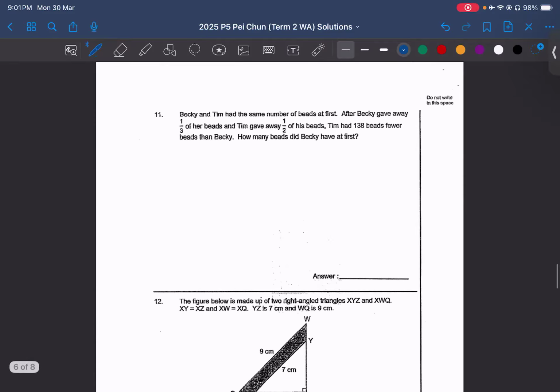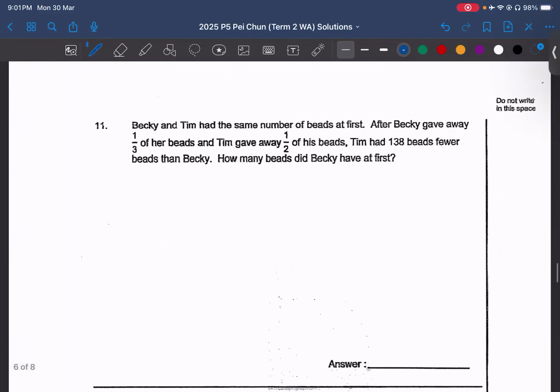Okay, I'm going to move on to question 11. So for question 11, Becky and Tim had the same number of beads at first. So after Becky gave away 1/3 of her beads and Tim gave away half of his beads, Tim had 138 beads fewer than Becky. How many beads did Becky have at first?